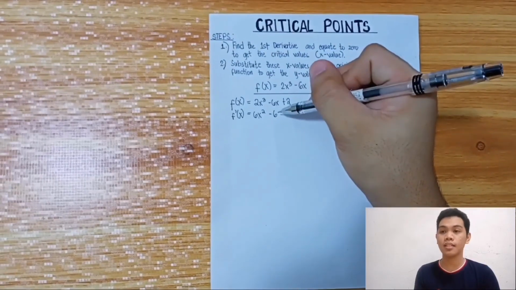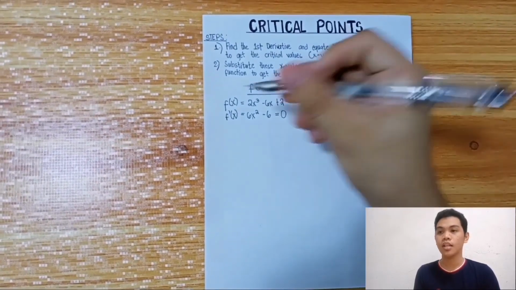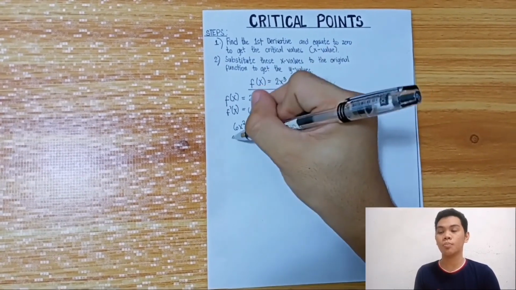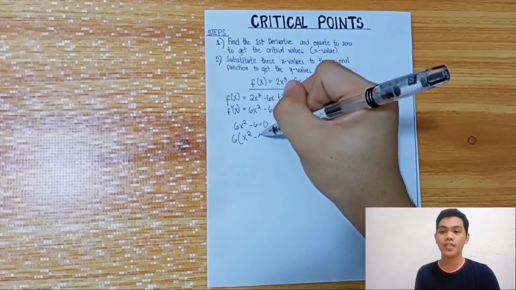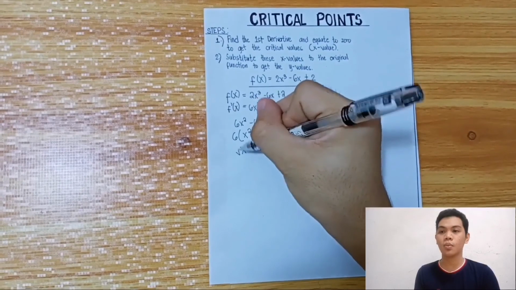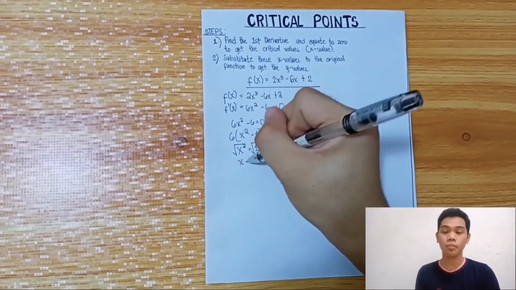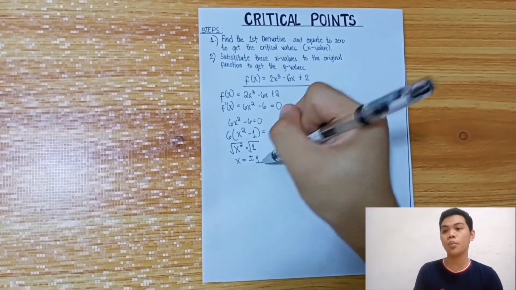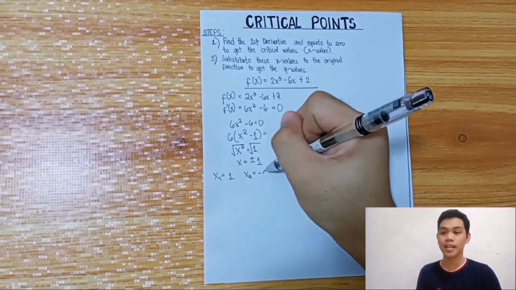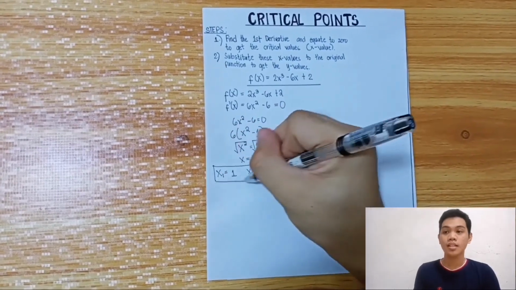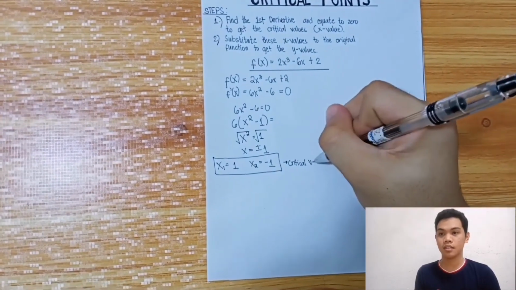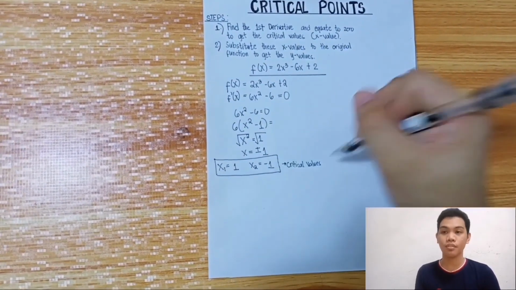Then we equate it to 0. 6x squared minus 6 equals 0. Then 6 is common, so we pull it out. So x squared minus 1 is equal to 0. Then x squared is equal to 1. Then we find the square root of both sides. Then x will be equal to positive, negative 1. So we have two critical values of x. X sub 1 equals 1, x sub 2 equals negative 1. So these two are the critical values of our x, or the critical values of the function.